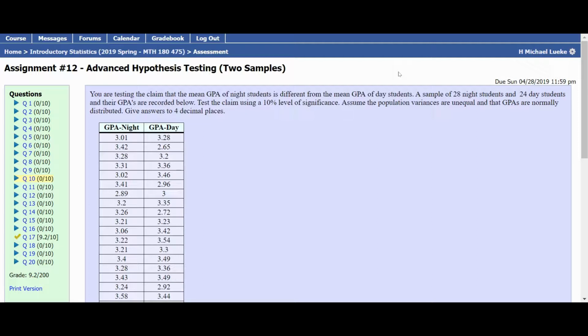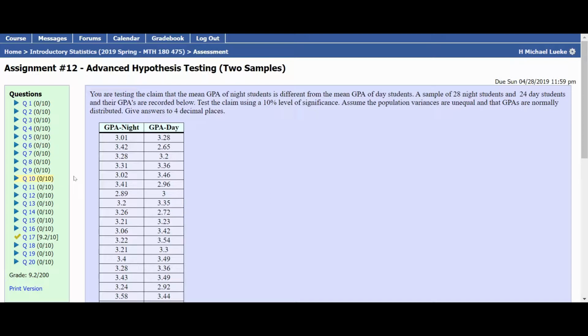If you have not watched the previous video yet, I recommend doing that before you watch this one. In that video, I explained a few things about hypothesis testing on two samples, and that's the topic that you should be studying at this point. And we also did an example from the assignment here, number 12, and I looked at question number 17. And this video is going to be a shorter video. We're just going to look at number 10.